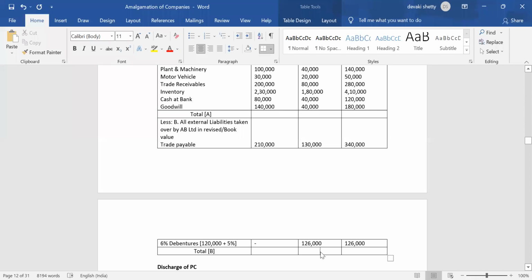So how much is the total coming? Total is coming to 2,10,000. This is coming to 2,56,000. And add both of them. We get 4,66,000.